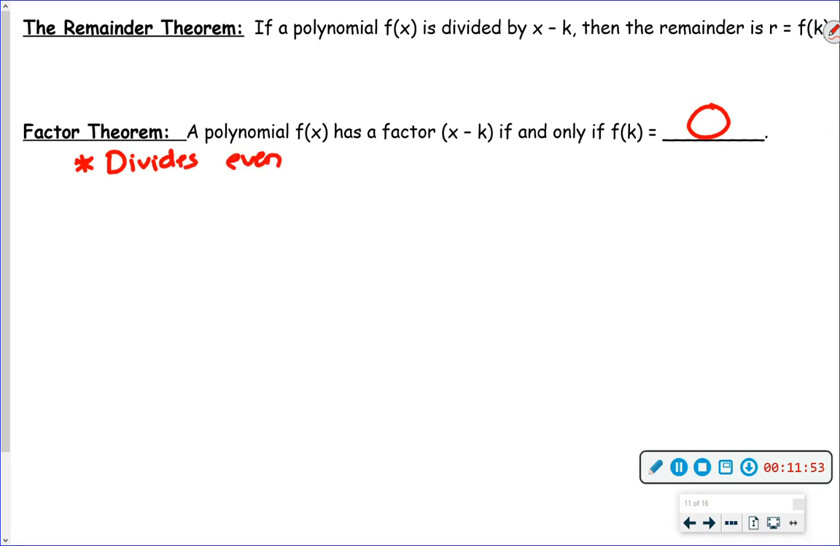Now, remember when you were in 6th grade math and you talk about dividing evenly, like 2 is a factor of 6. 2 divides evenly into 6 3 times. 7 is a factor of 21. 7 divides evenly into 21. 100 is a factor of 500. It divides evenly. You have a remainder of 0.